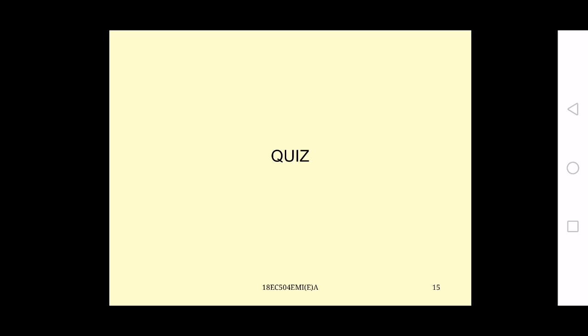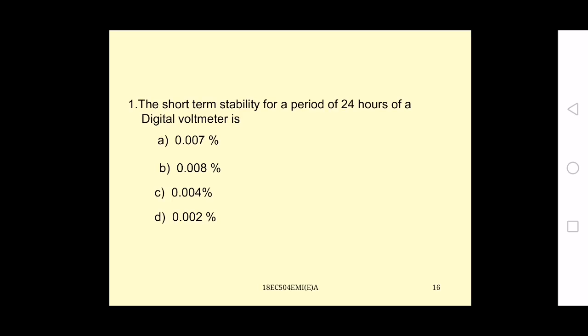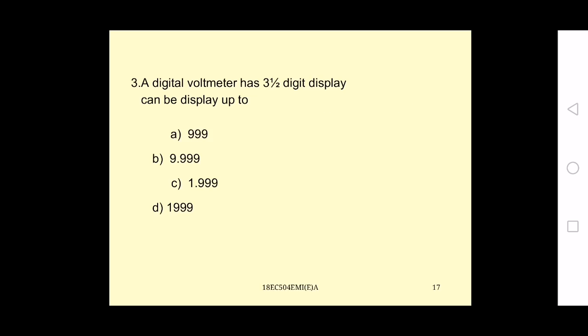A simple quiz. The short term stability for a period of 24 hours of a digital voltmeter is how much? From the specifications, it is 0.002%, and the long term stability is 0.008%. A digital voltmeter with a 3.5 digit display can display up to how much? It can display up to 1999.